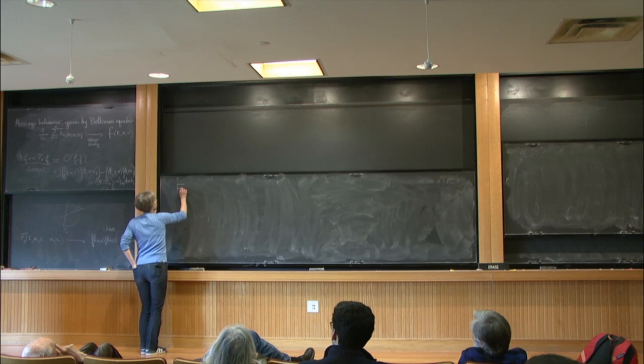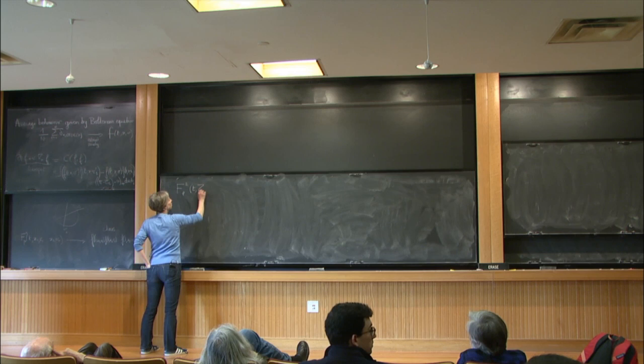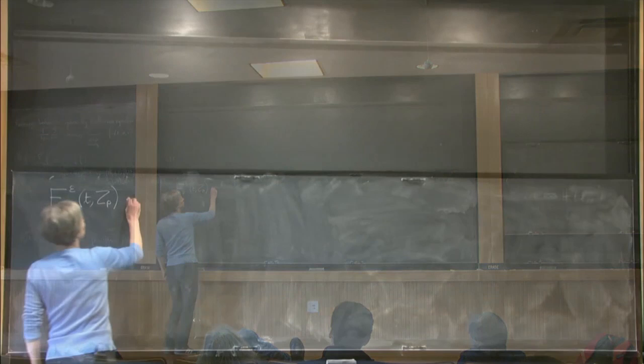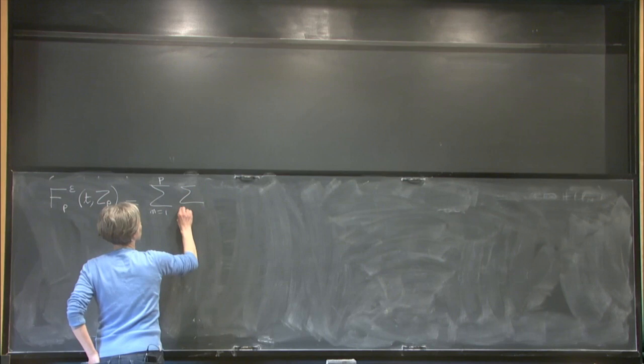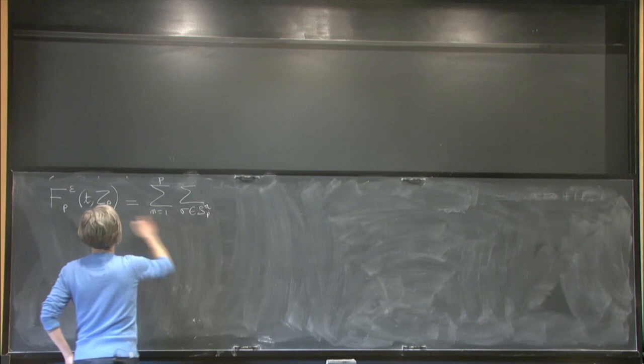What we have done is to say that this, so now I will just write capital Z_p for all these variables here, you can expand with cumulants. So this cumulant will go from n equals 1 to p. And you have a sum over all the partitions in n parts of this set of p.